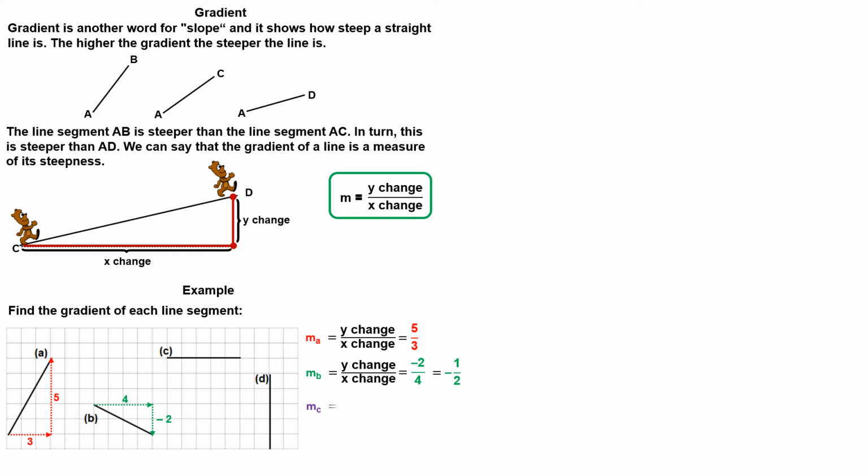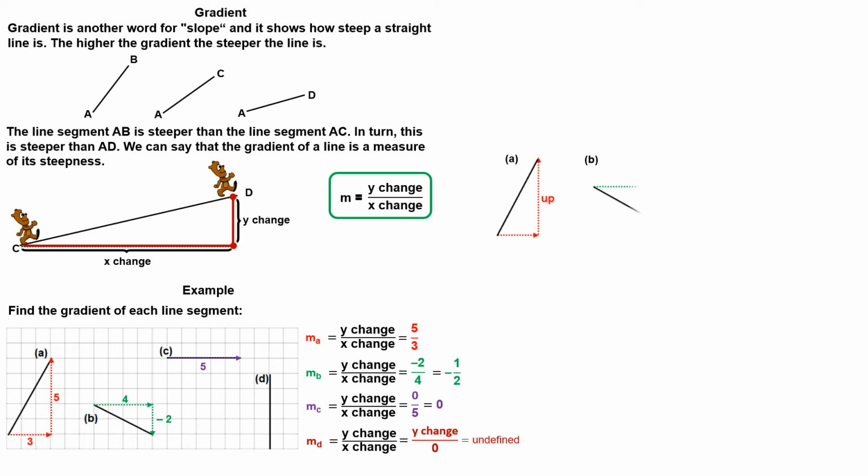Gradient of line segment C. The x-change is 5. But the y-change is 0. The gradient of any horizontal line is 0, since the y-change is 0. The gradient of line segment D. There is no x-change. The gradient of any vertical line is undefined, since the x-change is 0.